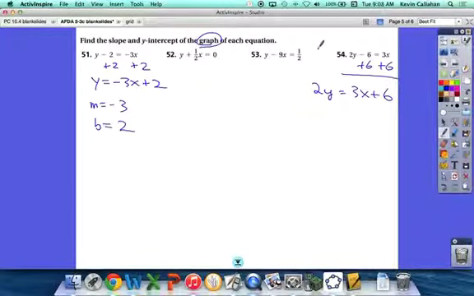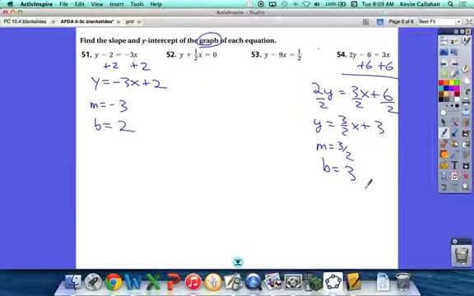Okay, I still haven't solved for y. What do I have to do to solve for y? Divide by 2. And if I do that, divide 2, divide 2, divide 2, then I've got y equals 3 halves x plus 3. So what is the slope? Slope m equals 3 halves. What is the y-intercept? 3.